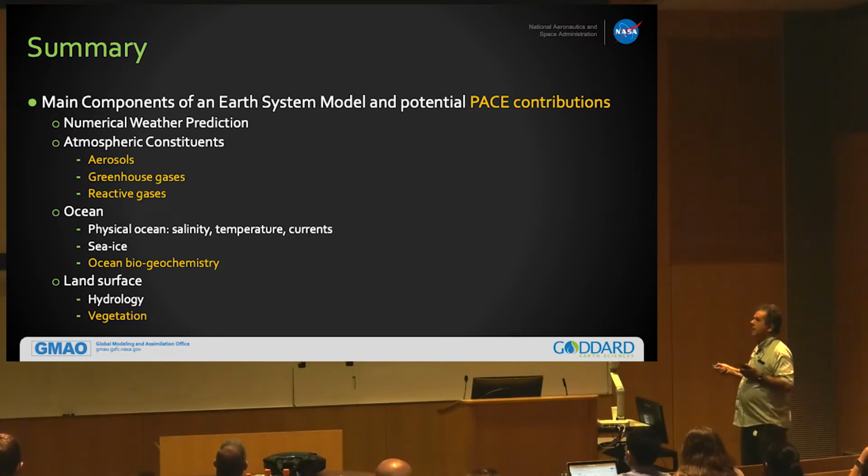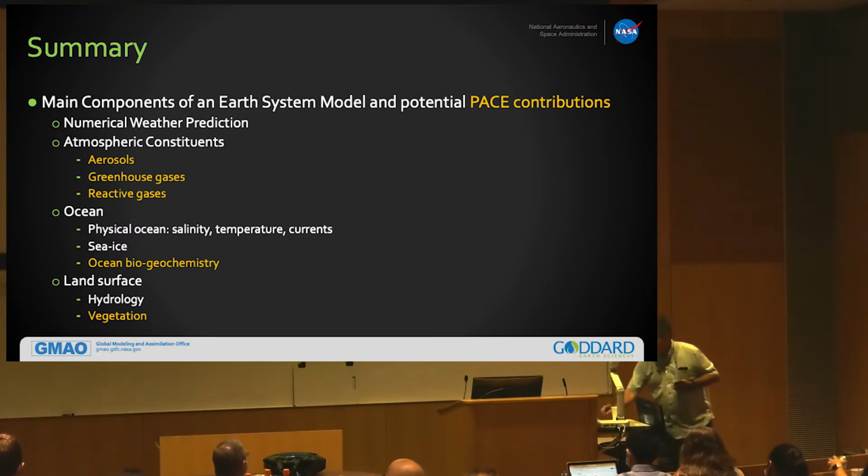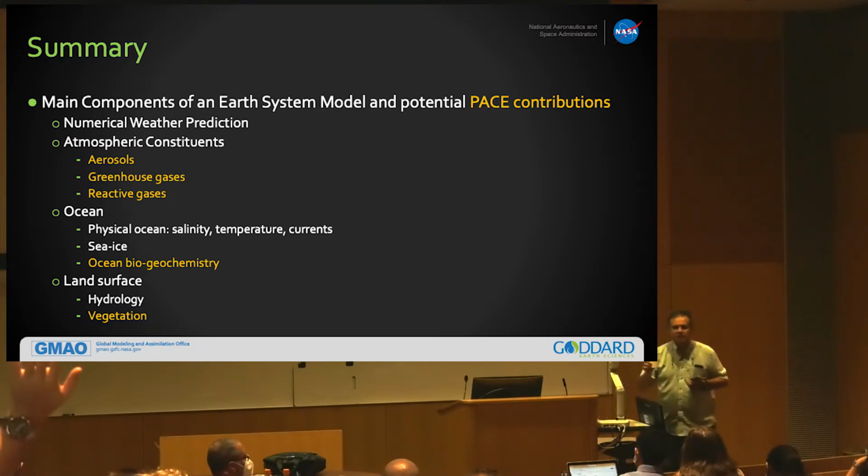From the ocean biogeochemistry is the primary contribution. And on the land surface is the vegetation, right? Is the primary productivity over land. So there you have it. If you have any questions, you want any discussion, just take it any direction you like.